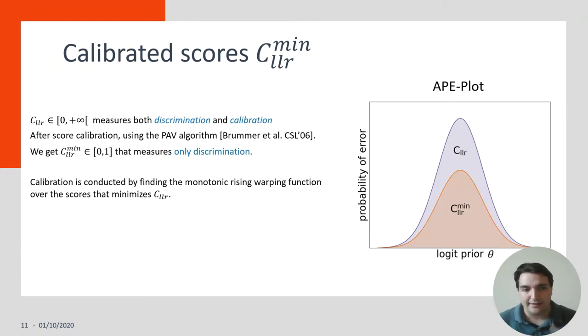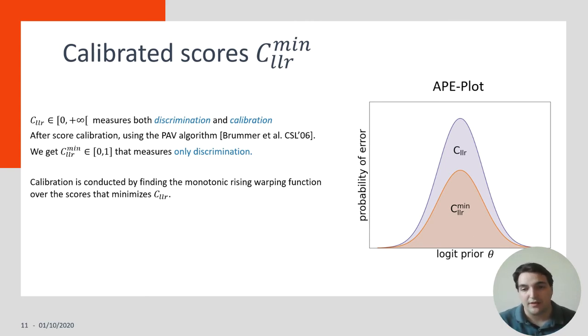Let's move further for this same metric. CLLR is unbounded. It measures both the discrimination and the calibration of the scores. But we are more interested only in the discrimination. This is why we go to CLLR min, which is bounded between 0 and 1. To get this measure, we are going to use calibration, conducted by finding the monotonic rising warping function over the scores that minimizes the CLLR, so we get CLLR min, which measures only discrimination.